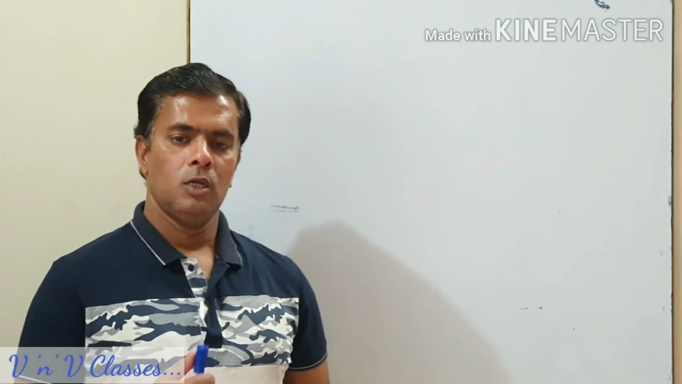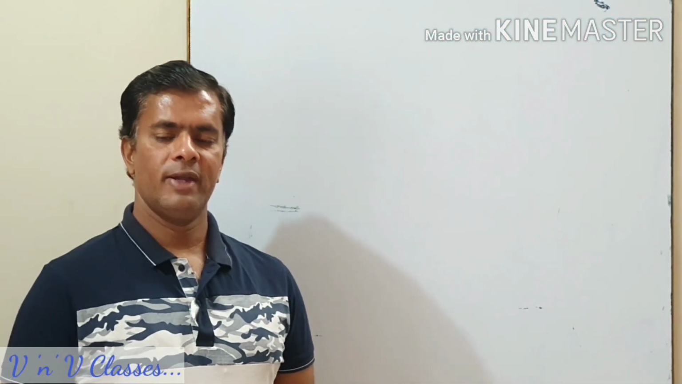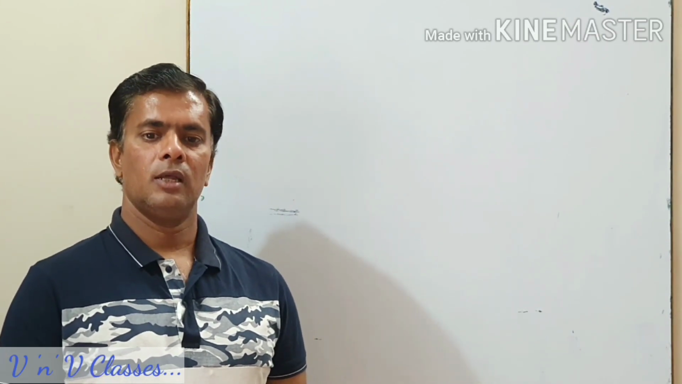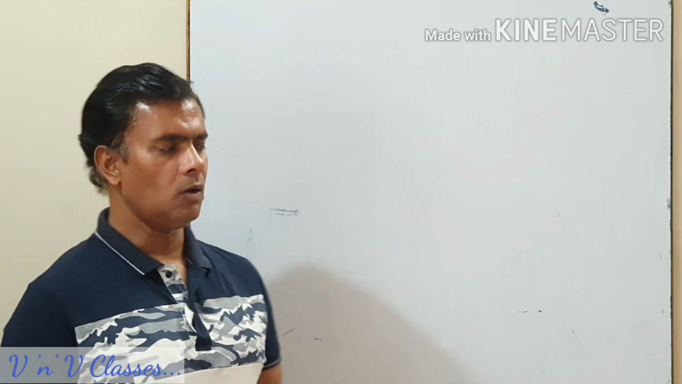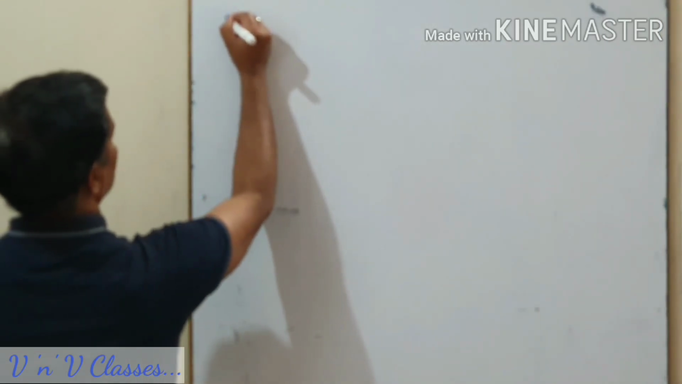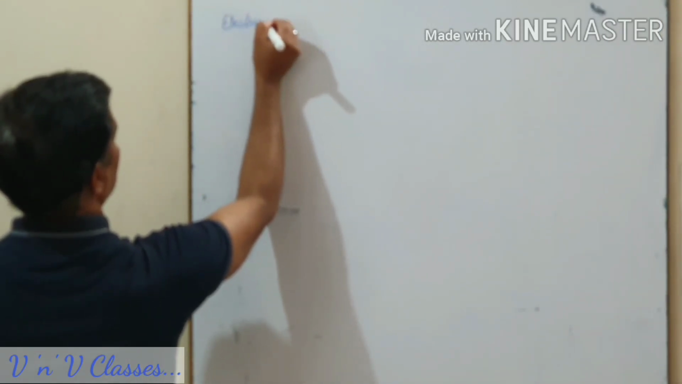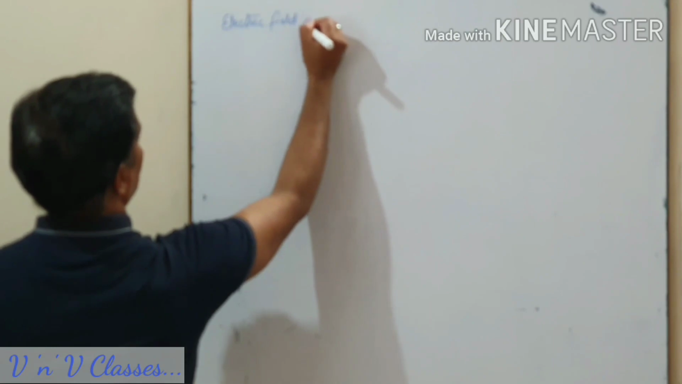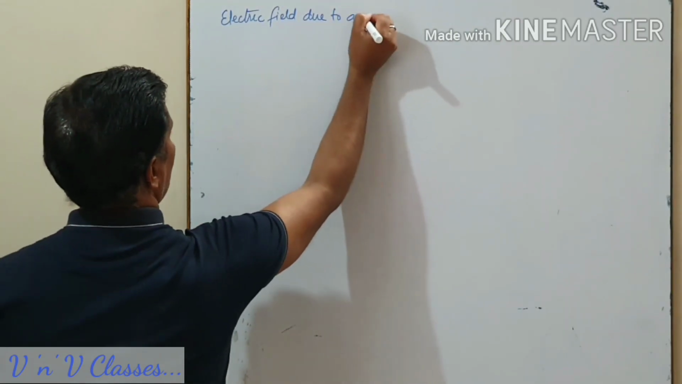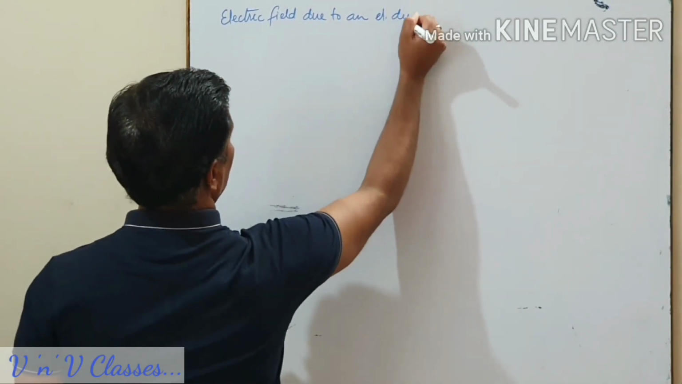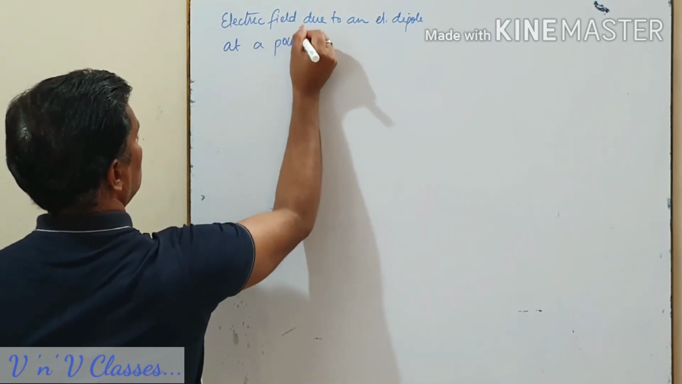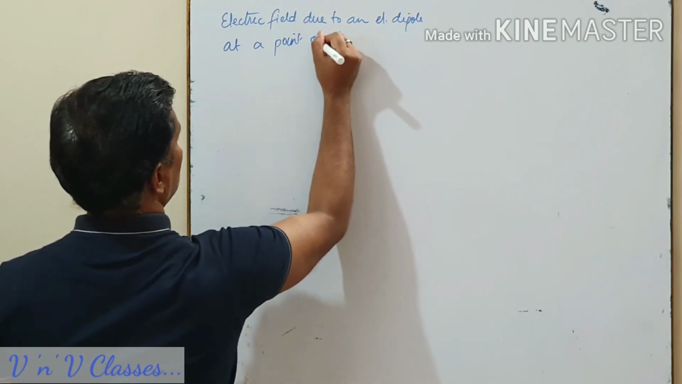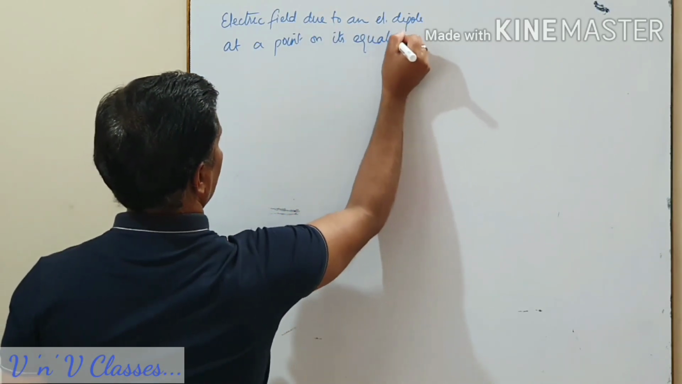Hello students. In the previous video we had discussed the concept of electric dipole and the dipole field at a point on the axial line of the dipole. Now the next topic is the electric field due to an electric dipole at a point on its equatorial line.